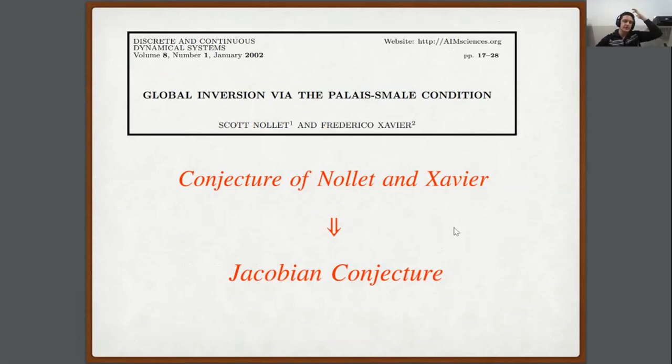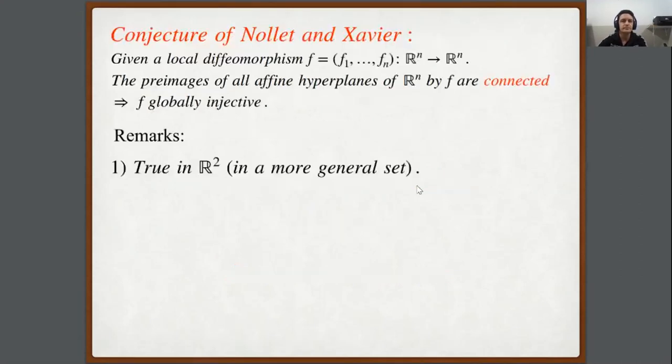It's relevant to talk about this because, as we will see soon, our counterexample is essentially analytical. And so our example says nothing about the Jacobian conjecture, neither about this way to think about the Jacobian conjecture. Okay. So this implication remains true. Okay.